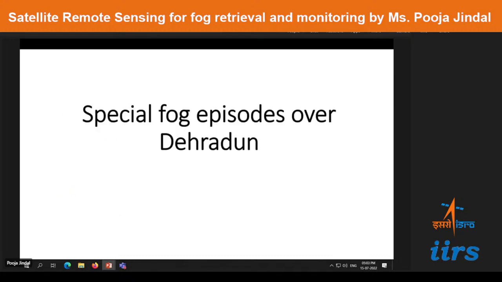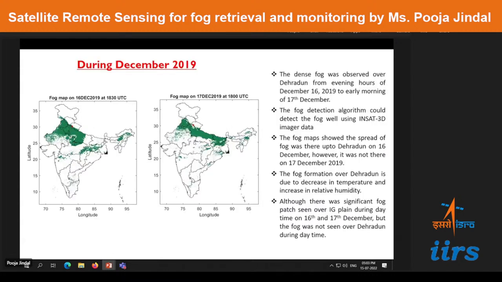Now, after discussing the methodology, I will take a few minutes to show you some special fog episodes over Dehradun. As you all know, Dehradun is basically a hilly area, so fog usually occurs on the plains. Fog does not occur over hilly areas. But for the last 2-3 years, every season we are witnessing 2 to 3 days of fog over Dehradun also. I will show you some days when we could see fog over Dehradun, for example 16, 17 as well as 18 December 2019, when we retrieved the fog. So we saw that fog was also there over Dehradun.